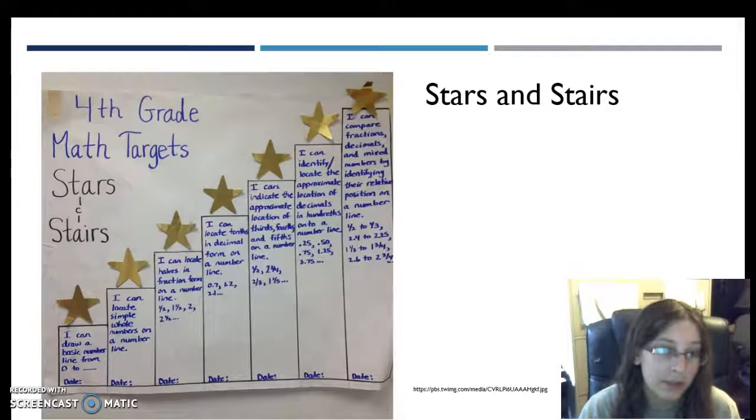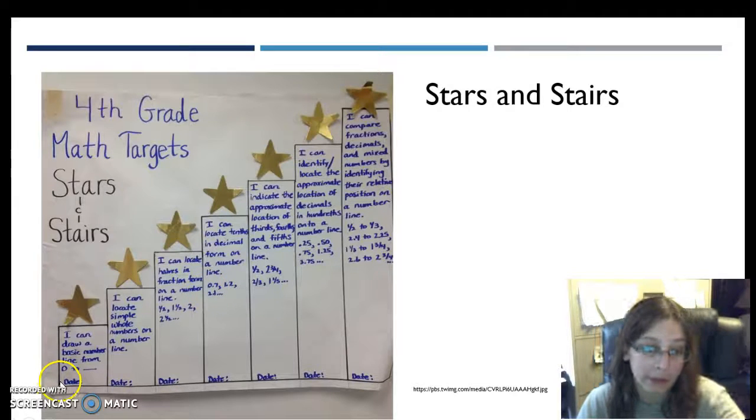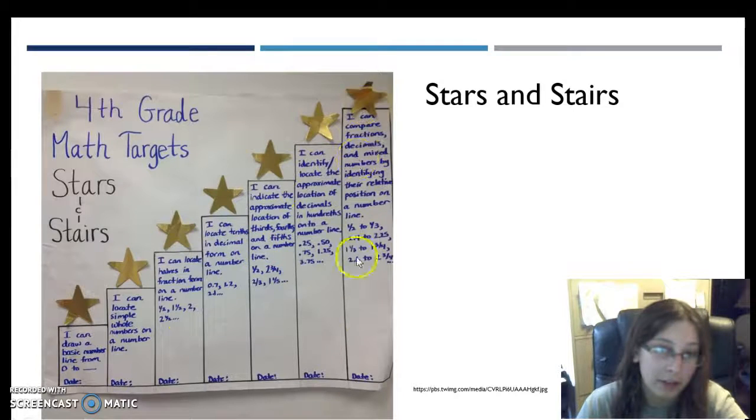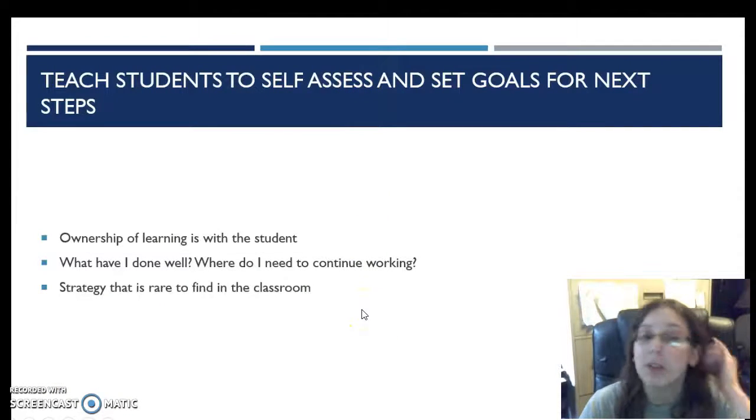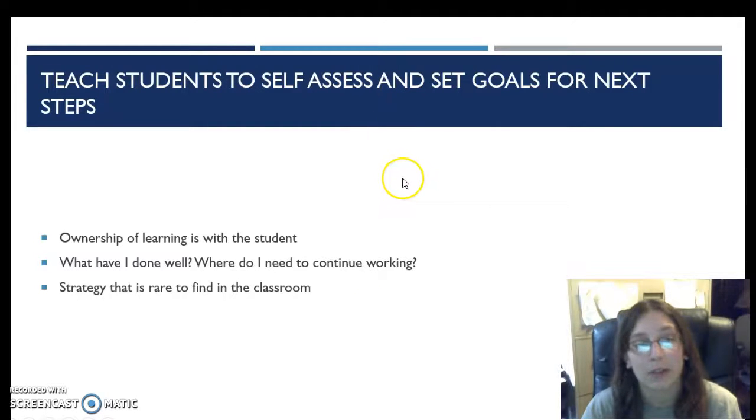So here's the stars and stairs diagram, where students can see where they are at with their learning, and where they are going, and how close they are to hitting this last column. We teach students to self-assess and set goals for next steps. The ownership of the learning is then with the student. They look at what they've done well and what they need to continue working on.